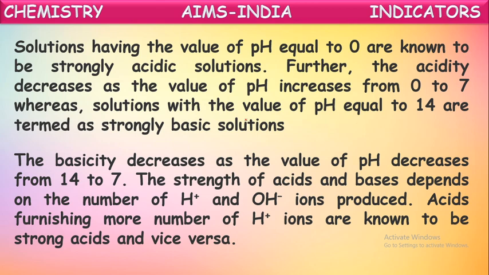The strength of acids and bases depends upon the number of H plus ions and OH minus ions, which are called hydroxyl ions, produced by those solutions. The acidic or basic nature depends on this. Acids furnishing more H plus ions are known as strong acids, and the acids which produce fewer hydrogen ions are said to be weak acids.